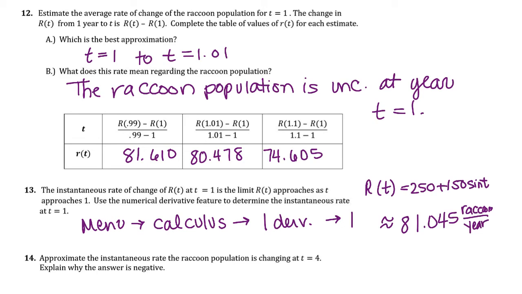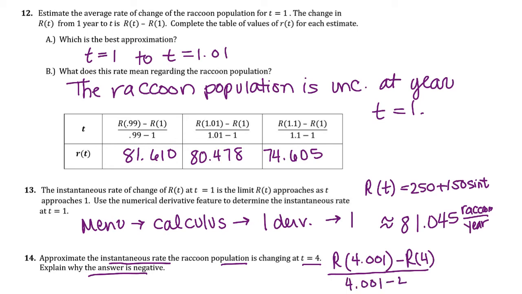Okay, so now in 14, it's asking you to approximate the instantaneous rate of the population changing at t = 4. So explain why this one might be negative. So if we're going to estimate that, then again, to set this up, we need R(4.001) minus R(4), and let's get super close to, we don't need that many zeros. Let's just do that, but you're welcome to put in those more zeros if you want to, over 4.001 minus 4.